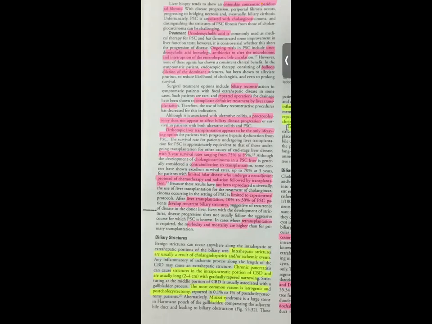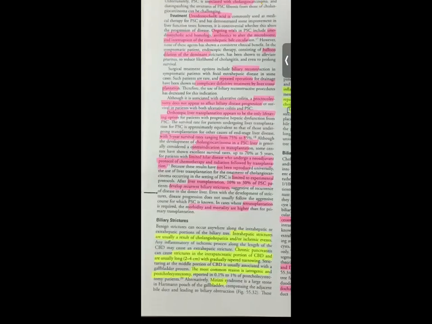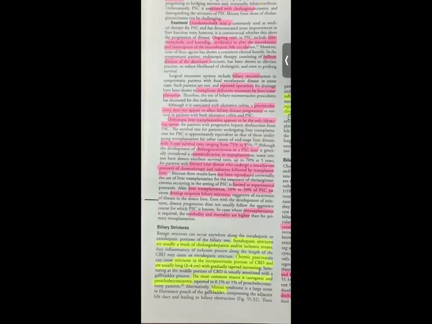Ongoing trials in PSC include ursodeoxycholic acid homologs and antibiotics to alter the microbiome. These are all only experimental level things, UDCA and antibiotics. Then balloon dilation of a dominant stricture: if there is only a single short dominant stricture, we can dilate with a balloon. Surgical treatment includes biliary reconstruction in symptomatic patients with focal extrahepatic disease. Even this surgery can only be done if the disease is focal and extrahepatic, and these patients will need repeat operations. So it is not a one-step cure.